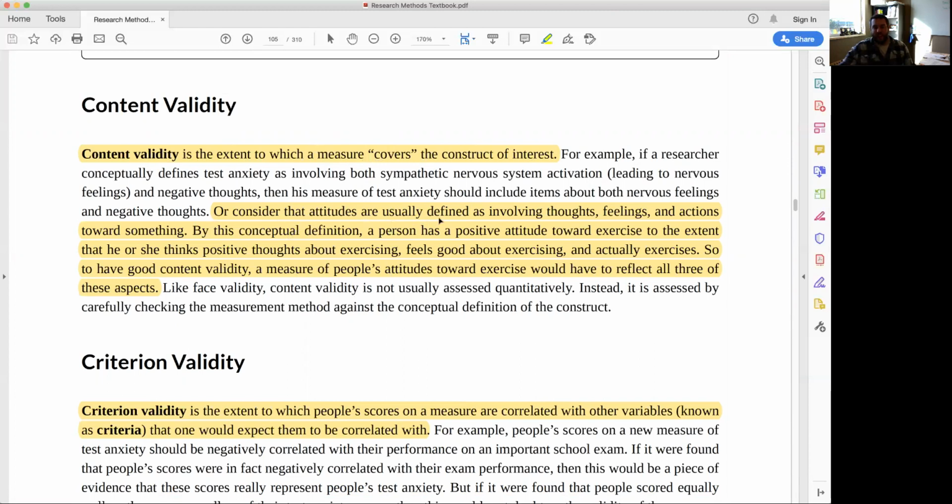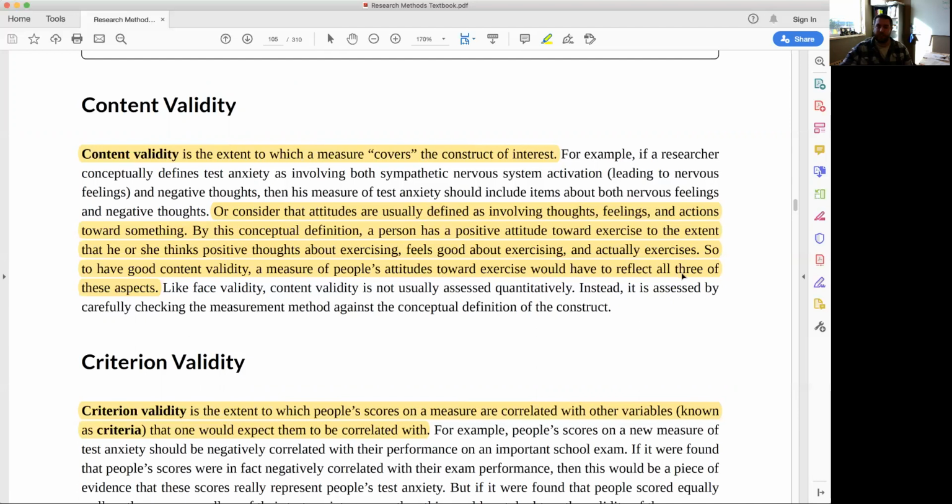So consider attitudes, usually defined as involving thoughts, feelings, and actions towards something. This is certainly how social psychologists also view attitudes, that you have these three main components. By this definition, a person has a positive attitude towards exercise to the extent that he or she thinks positive thoughts about exercising, feels good about exercising, and actually exercises, right? So you're getting, what are their thoughts, what are their feelings, and then what is their behavior? To have good content validity, measuring people's attitudes towards exercise would have to reflect all three of these aspects. Now, you don't need to watch them exercise.